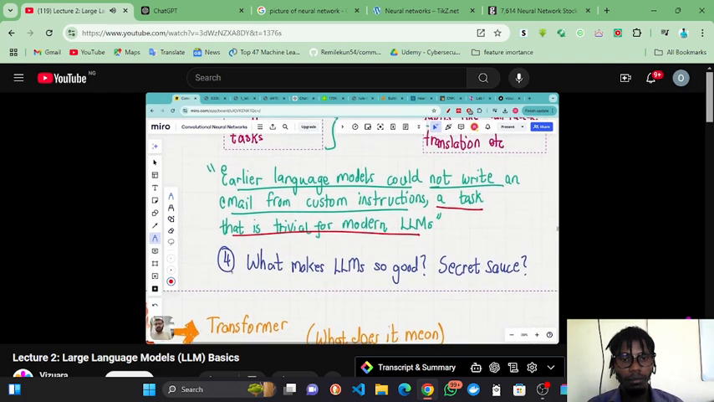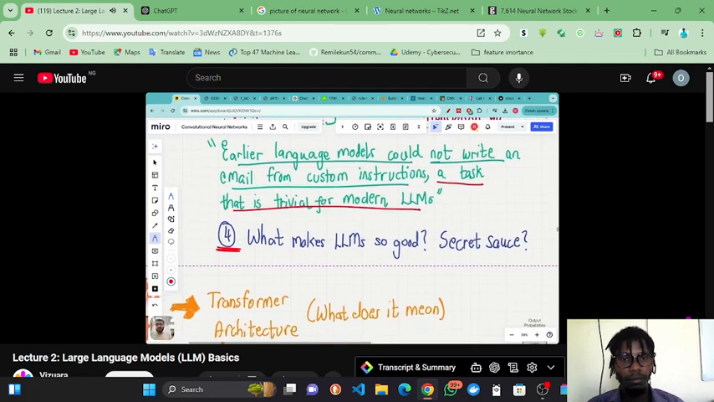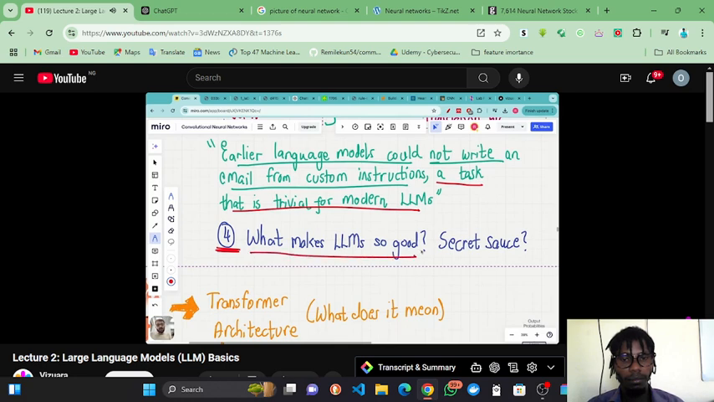Point number 4 is what you all must be thinking about: LLMs are so good, they can do these amazing tasks, they can almost behave like humans, right? But what makes LLMs so good? What is the secret sauce? Typically, there has to be a secret sauce which makes LLMs so much better than NLP. What's that magic bullet here?